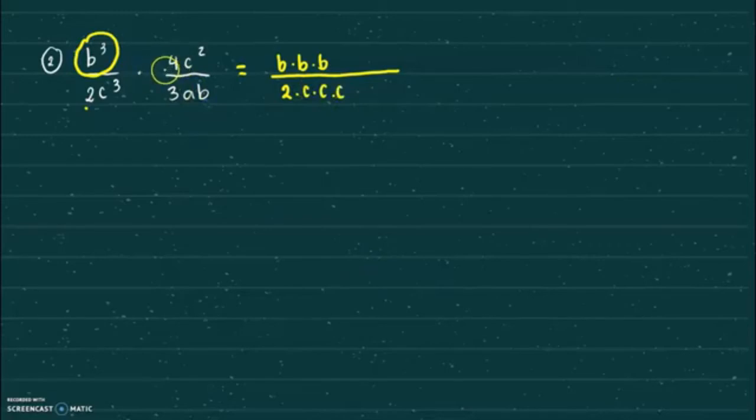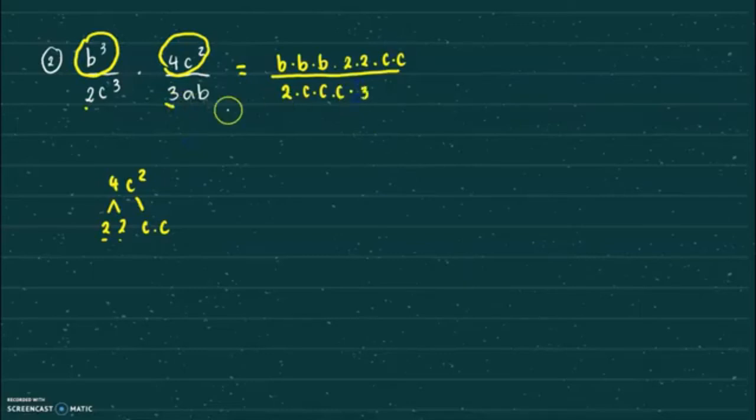Now for 4c squared, 4 is composite, so let's have the prime factors of 4, which are 2 and 2. And c squared is equal to c times c. So the prime factors of 4c squared is 2 times 2 times c times c. And factors of 3ab, 3 is already prime, so just write it. And ab, that's just equal to a times b.